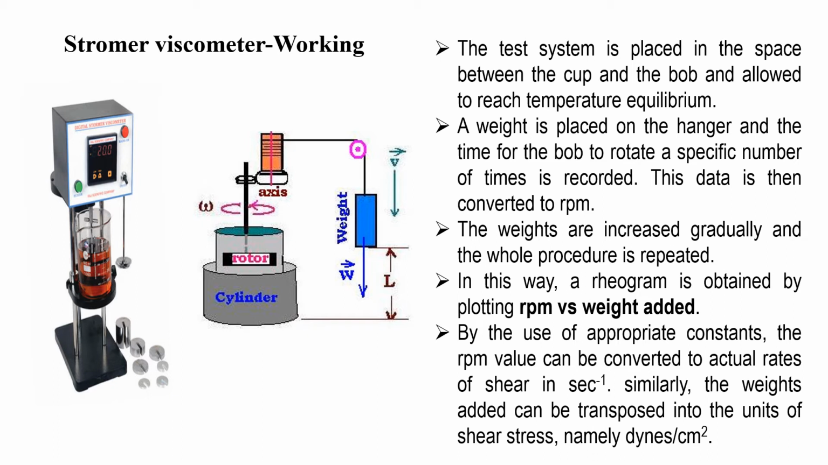Now when we look at this instrument, we can see the cup here is your sample holder. We have taken some sample in a beaker. So that is your cup with the sample. And you can see a metallic rod from the instrument that acts as a bob. It actually rotates.